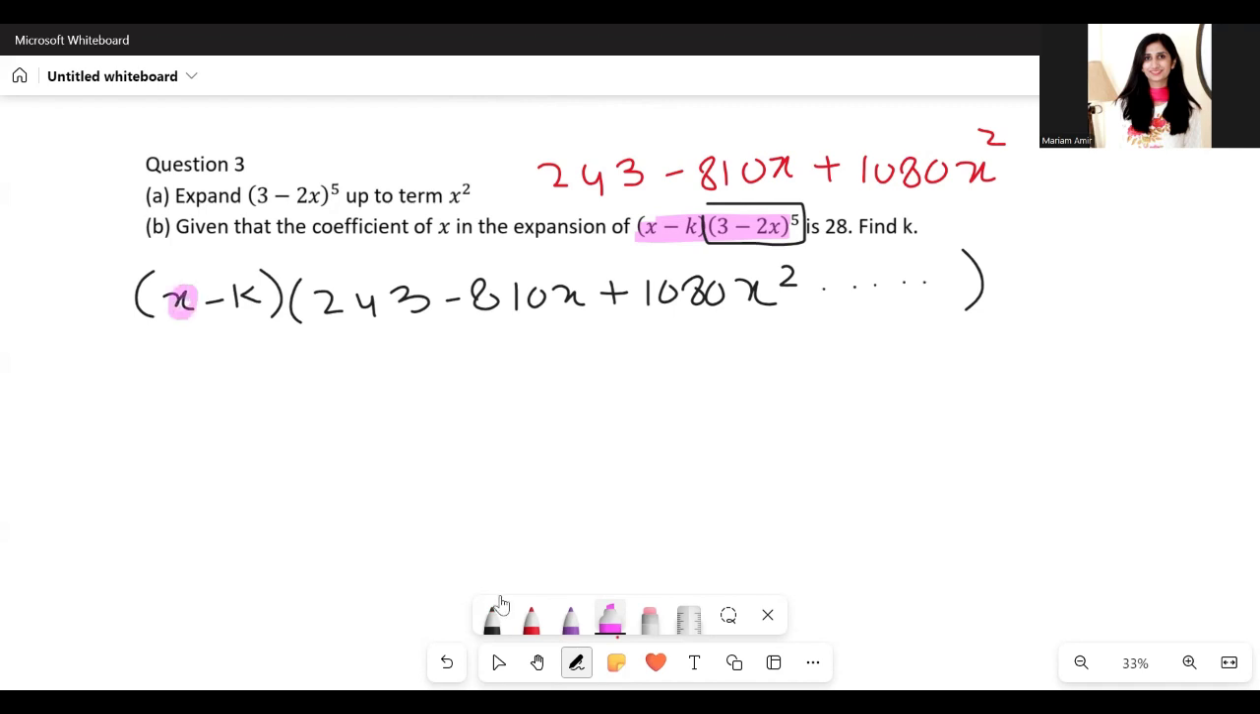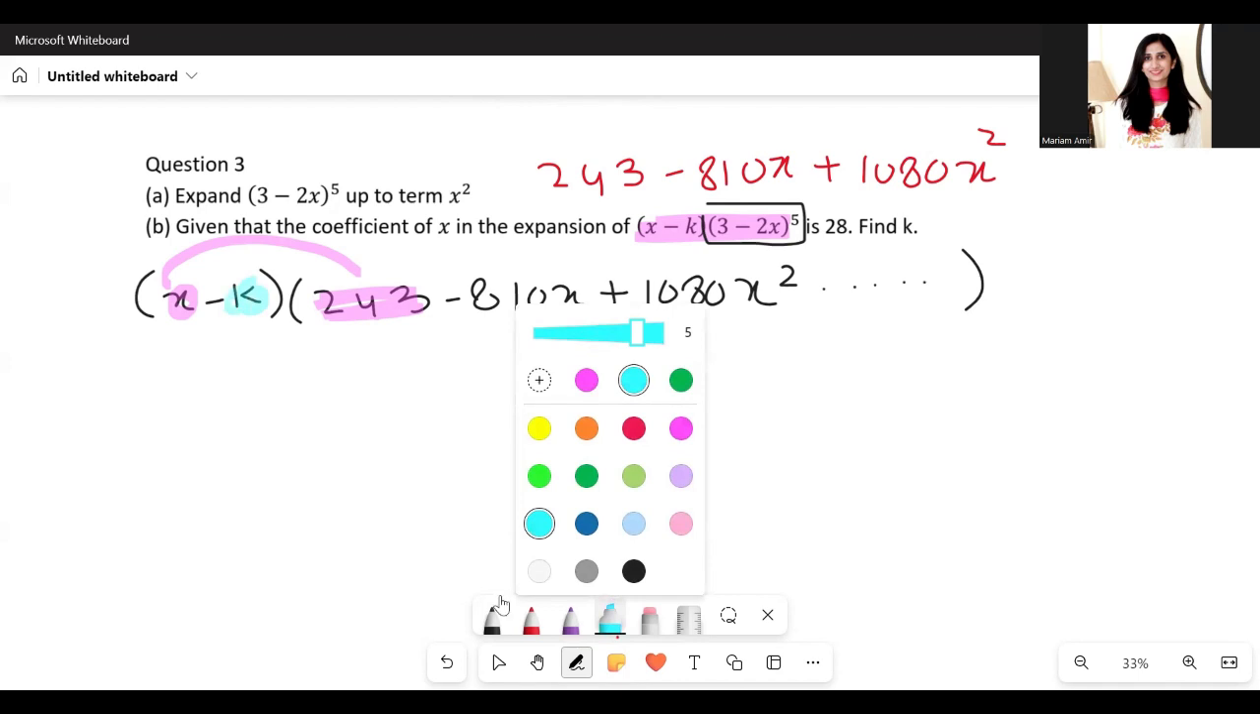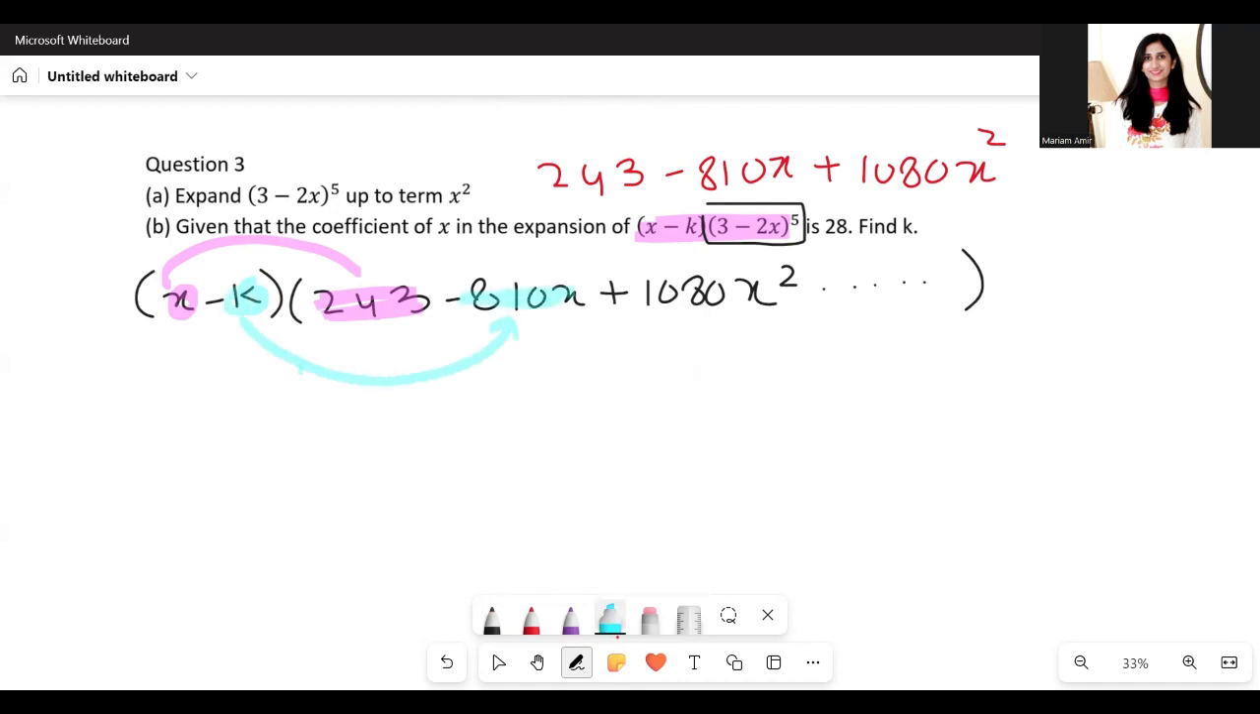So if you multiply this x with 243, that's going to give you an x term. And if you multiply this negative k with this negative 810x, that will also give you an x term. Other than that, you're not going to get an x term. You either will get a constant or an x cubed term or an x squared term. We need x terms. So we don't have to multiply the two brackets completely. Again, go ahead and do it if this is not making sense to you. Completely expand it and then only choose the two x terms that you get later. But this is a quicker way of doing it.